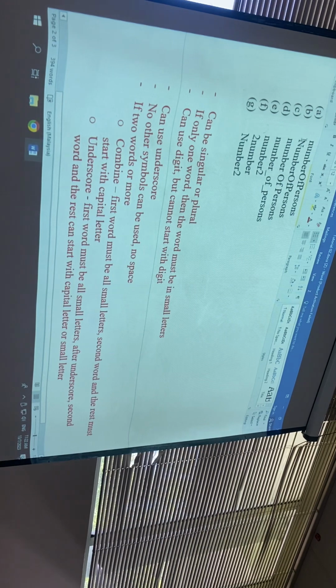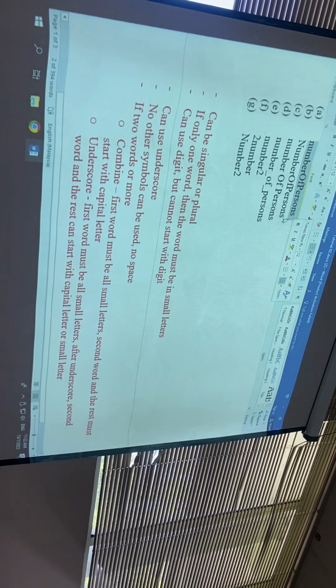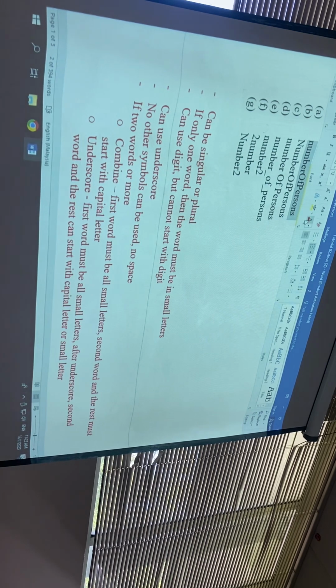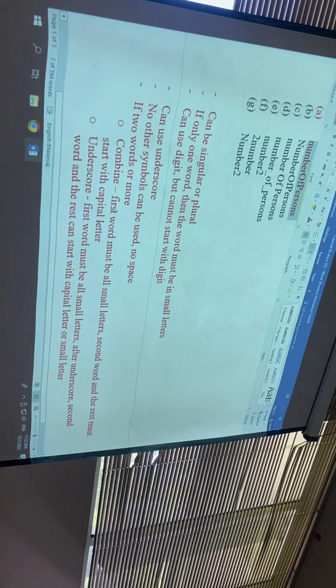So let's look at A. Is A a valid identifier or not? Yes, because no space. If you use combine, you don't use space. Then the first word must be small letter, second word and the rest start with capital letter. So this is a valid identifier.